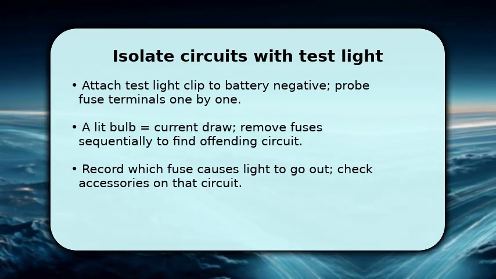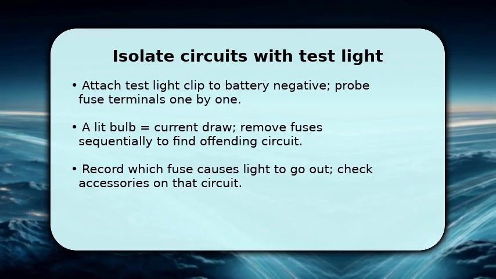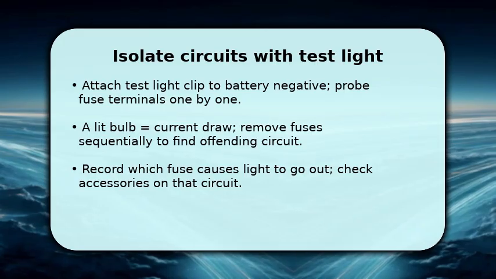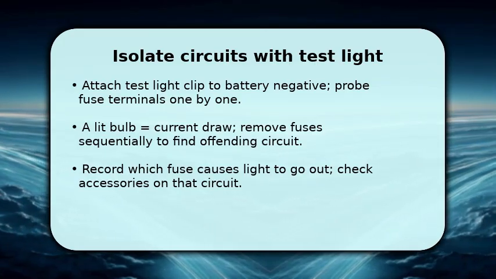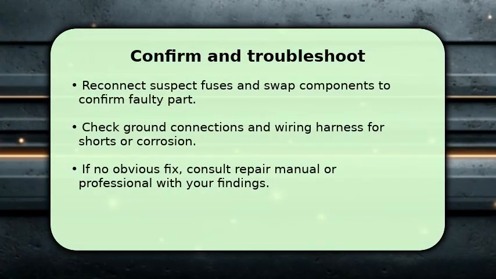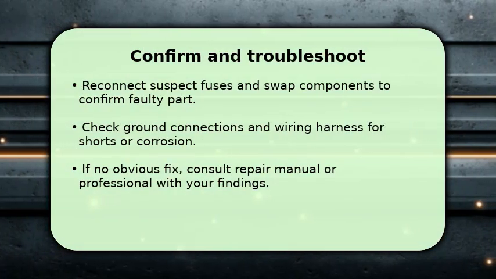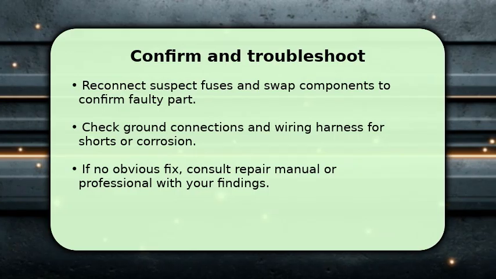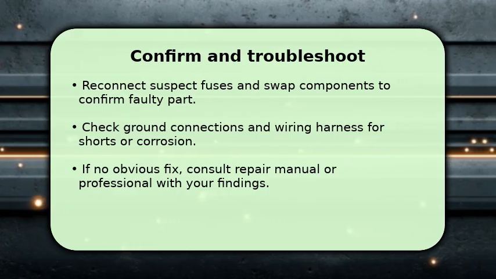Once isolated, inspect the specific accessories or modules on that circuit, like radios, trunk lights, or modules, because those are the likely culprits causing parasitic drain. After you isolate the problem circuit, reconnect fuses and test individual components to confirm which part causes the drain. Swapping or disconnecting items helps verify the fault.